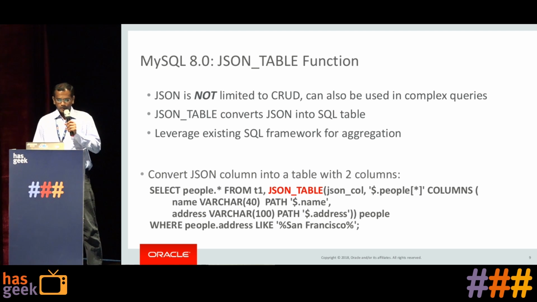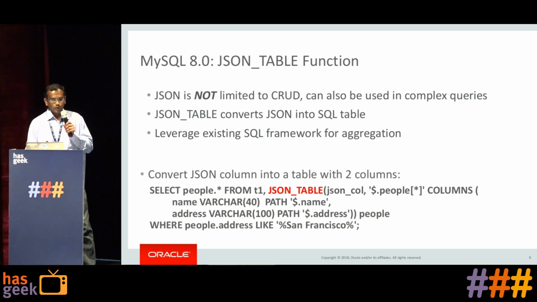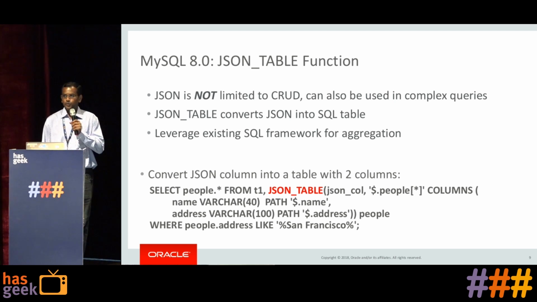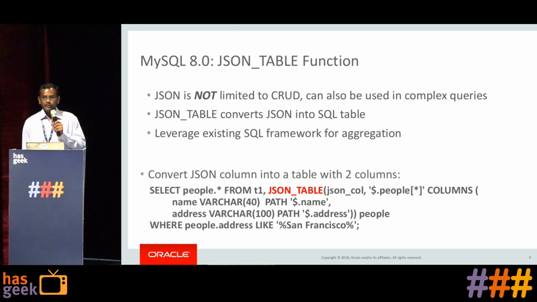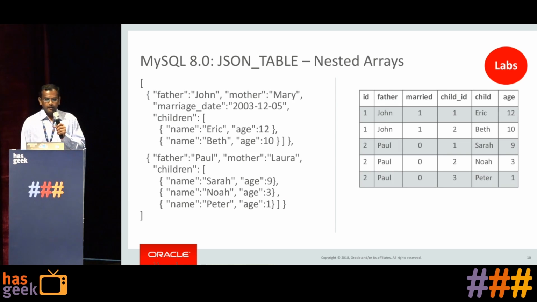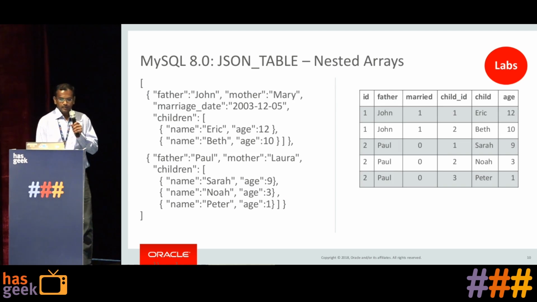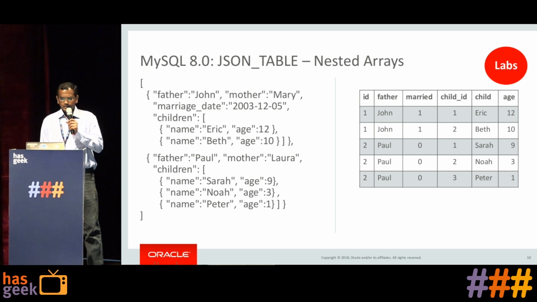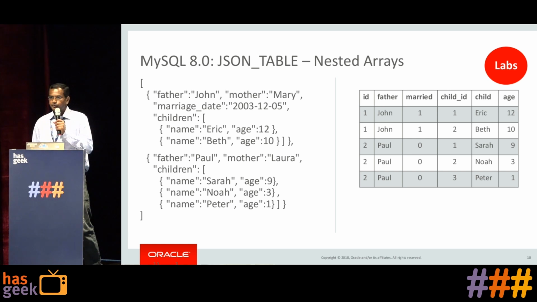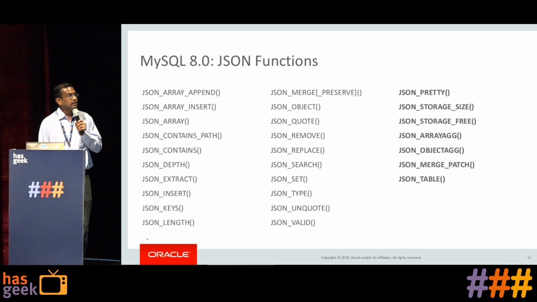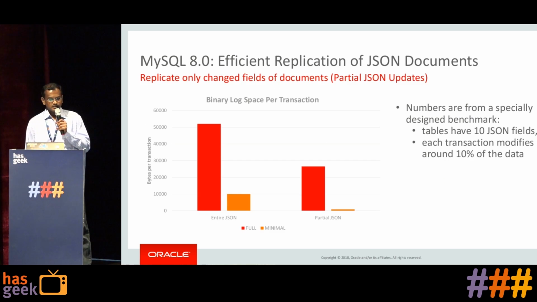Let me not go into it in depth, because I'll just walk over all the important points. We get it through the JSON_TABLE function, which is available in MySQL 8.0. We get full JSON support. That's very important, and these are examples of how we get it. And as I said, the nested arrays are in Labs, so if you want, you can try it out. These are the list of functions.